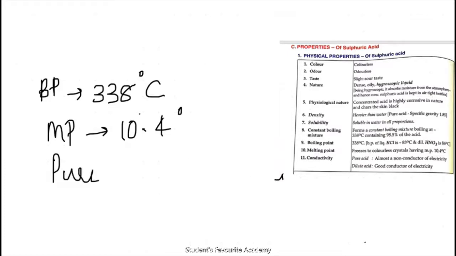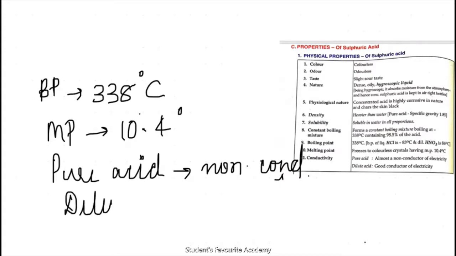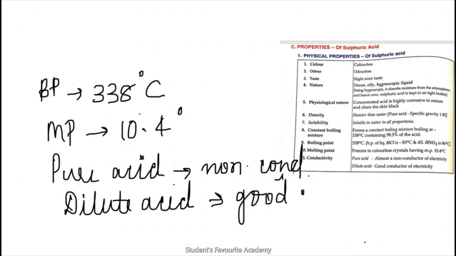Pure acid means what, children? Which is very concentrated. So this is a non-conductor. So these things you have to remember. And then when we talk about dilute acid, dilute means it is having the concentration of water as well. So concentration of water is more, so that is the reason why conductivity is increased. Okay, so this is a good conductor. Alright, so this is the thing.